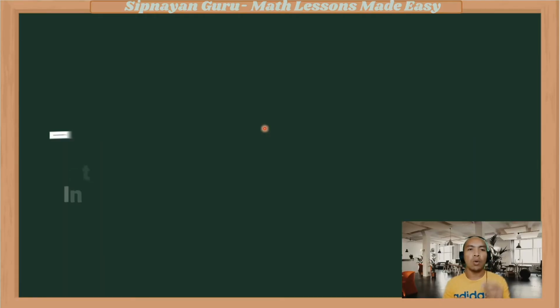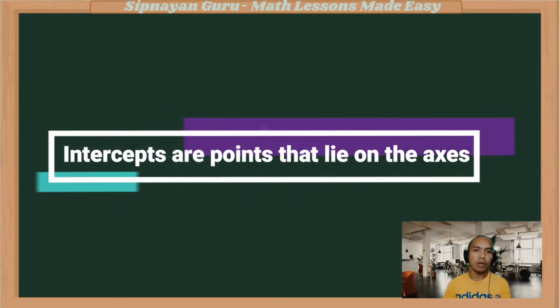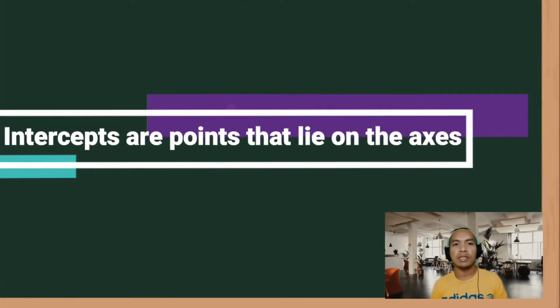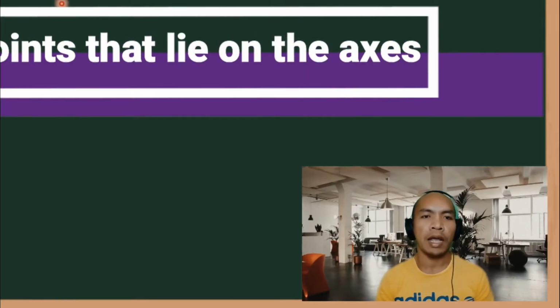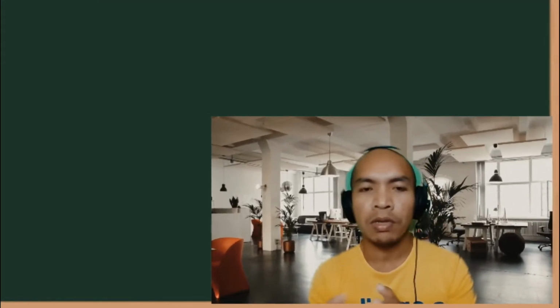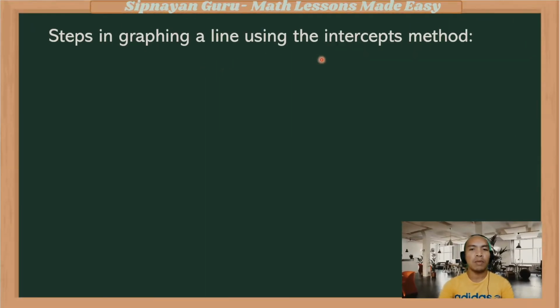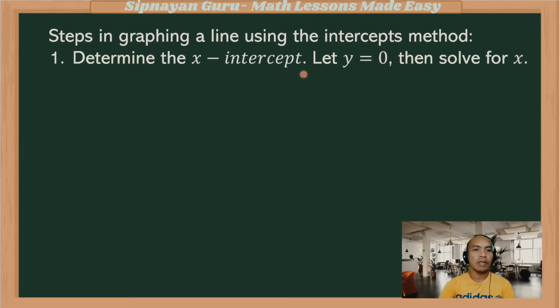And since the y-intercept is a point, and so is the x-intercept, we can make use of these two points to graph the equation of the line. That is why the intercept method is considered the easiest way. These are the steps in graphing a linear equation using the intercept method.